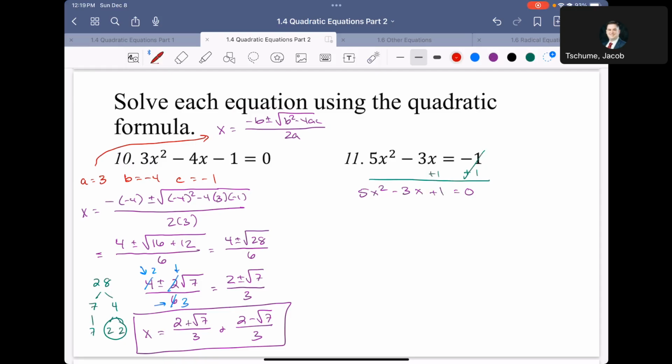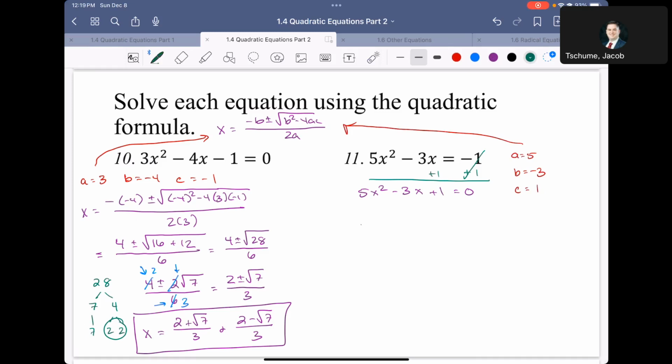And now we can label our A, B, and C value. So in this case, A will be 5, B will be -3, and C will be +1. So when I plug those into my quadratic formula, let's use a different color here so it's easier. Let's use green this time.